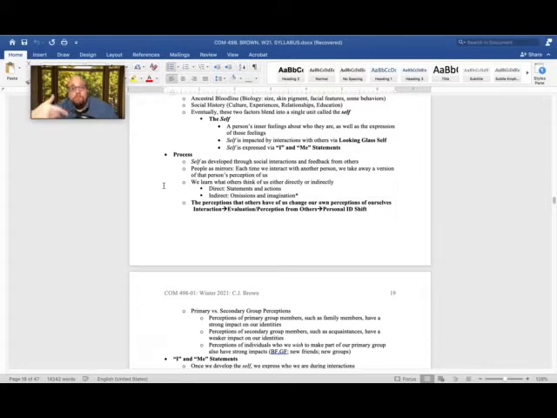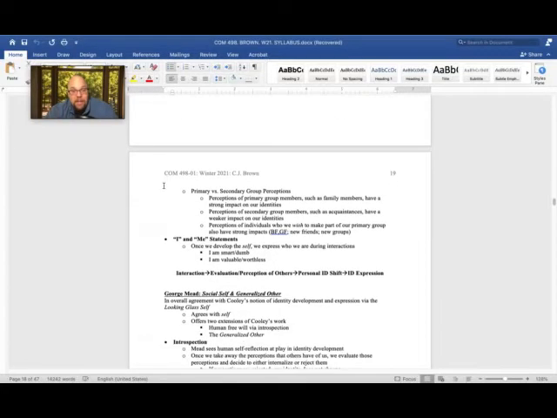But his line of thinking in bold there is that we'll get someone else's perception of us. We will then factor that into our evaluation of who we are, and that will cause us to be exactly that, a personal identity shift toward what they're telling us we are. Now, primary and secondary group perceptions matter.